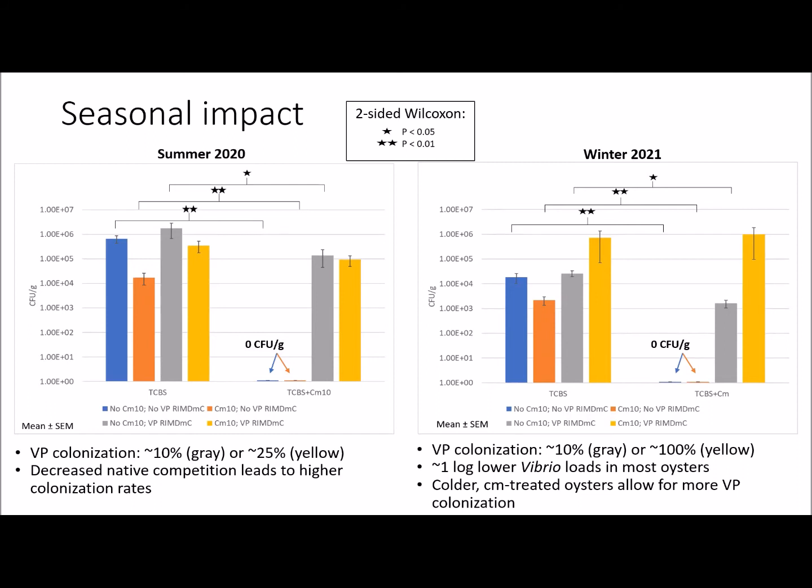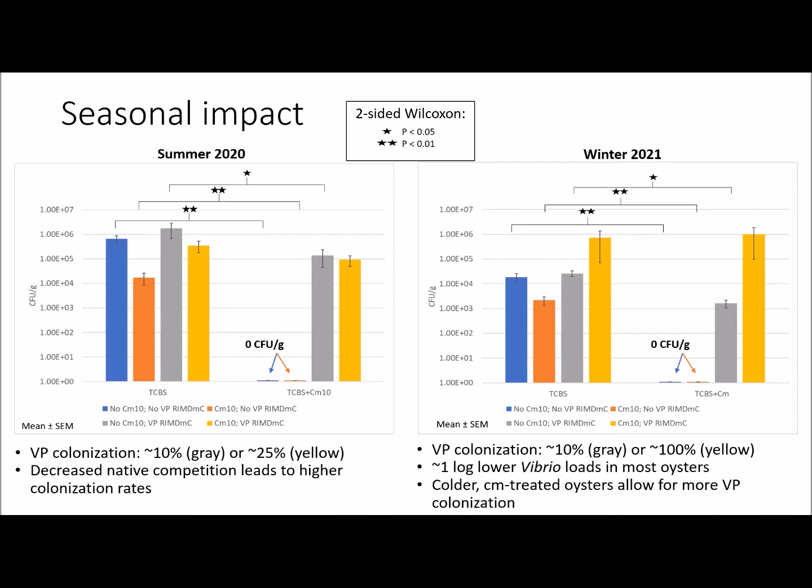Looking at the second set of bar plots on the right, you see it says TCBS plus CM10. In this case, it's indicating that this is selecting for just our VP strain. Treatments A and B both recovered 0 CFUs per gram of our strain, so we saw no cross-contamination there. Treatment C, you can see, is about 10 times lower, about 10 to the 5th CFUs per gram compared to the total Vibrios that are in those oysters.